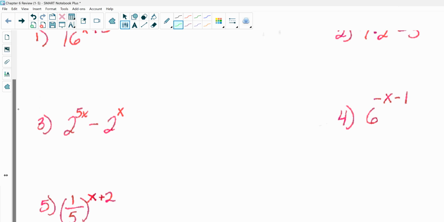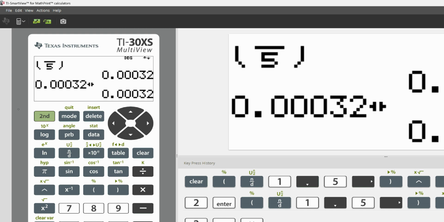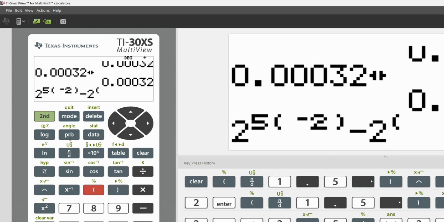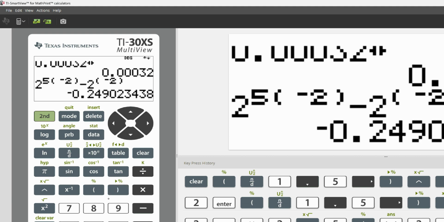2 to the 5x minus 2 to the x. 2 to the 5x minus 2 to the x. In both cases, we're just replacing x with -2, because that's one of the values it asked for. Enter. We can round to 3 decimal places, -0.249.